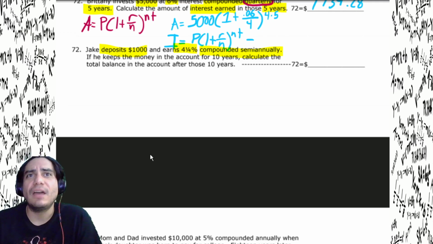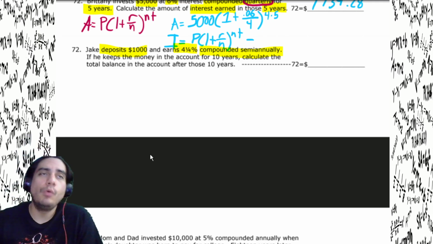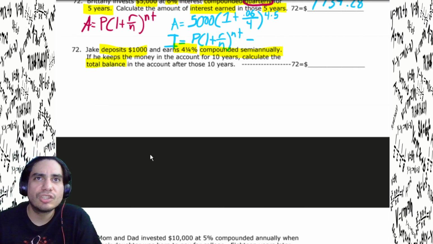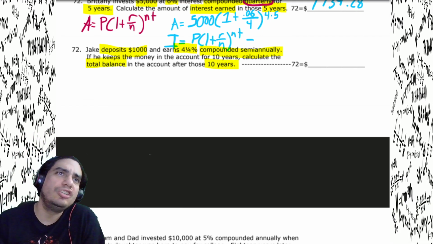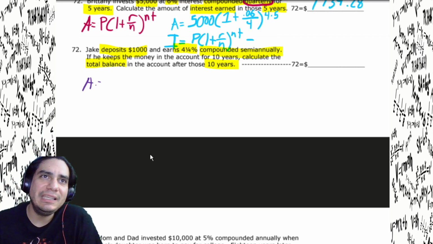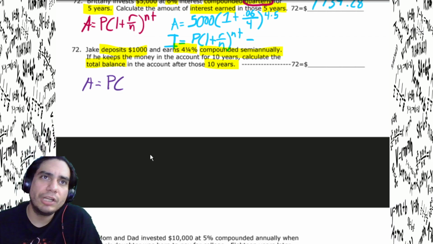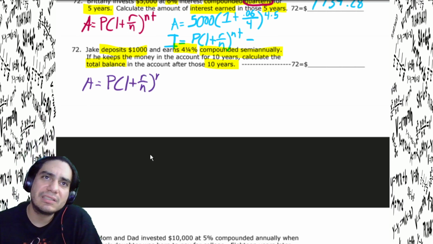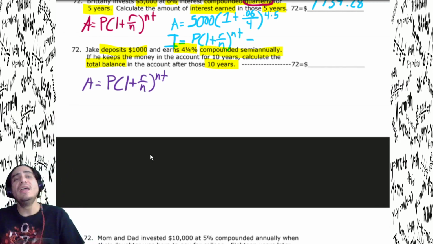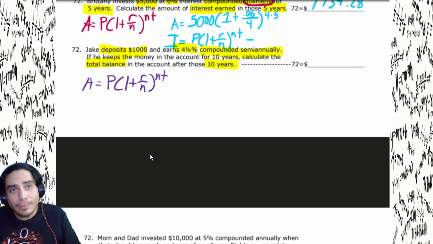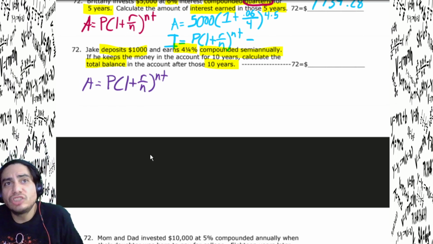If he keeps the money in the account for 10 years, calculate, there you go. Calculate the what? The interest? The total, and we're going to use it for 10 years. So we're going to use that same formula. A equals P parentheses 1 plus R divided by N raised to the N times T power. And since we already want the total amount, we don't have to do anything except, well, substitute correctly.